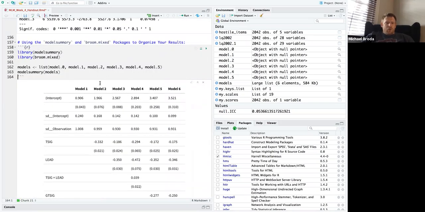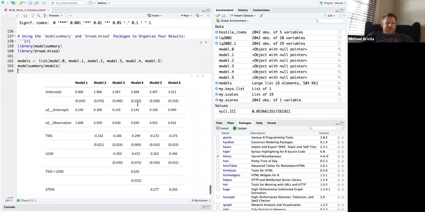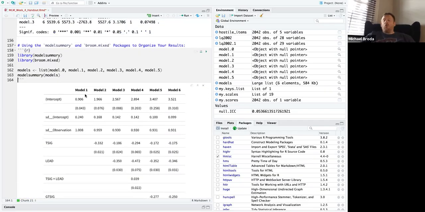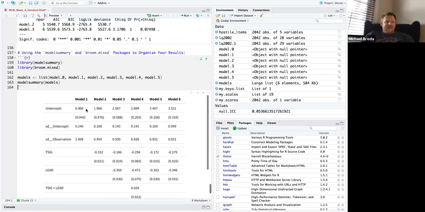So here's model 1, 2, 3, 4, 5, 6. Oh, I wonder why I didn't call it model.0. That's interesting. So model 1 is actually my null model, then 2, 3, 4, 5, and 6. And here are my estimates for my intercept. The standard errors are in parentheses.